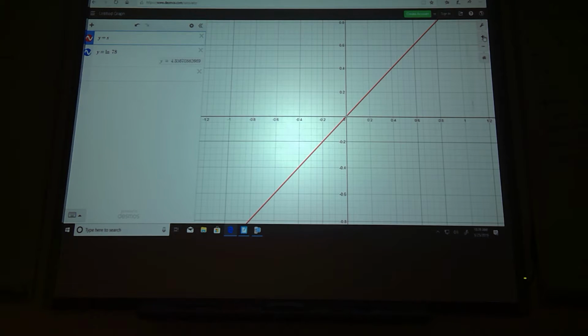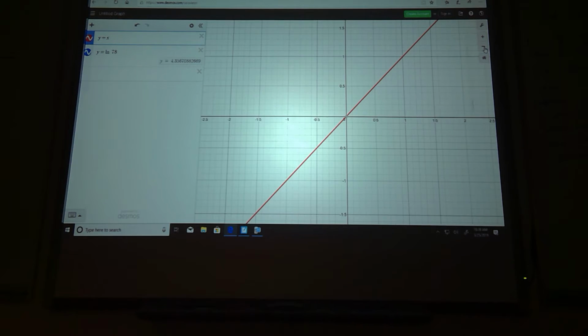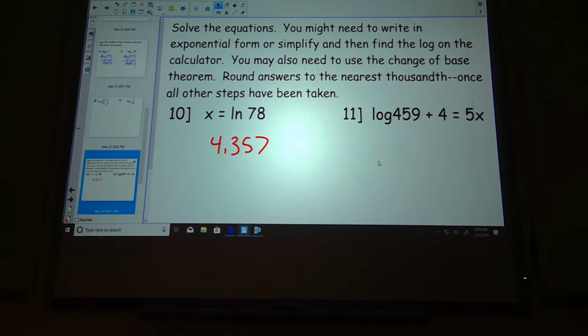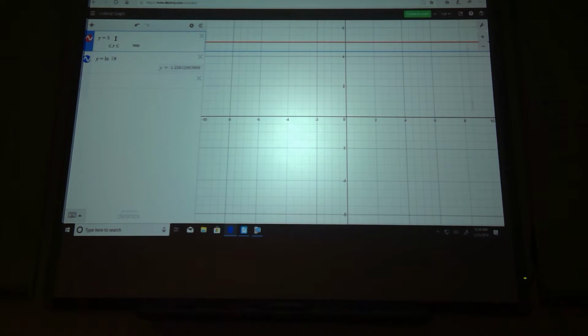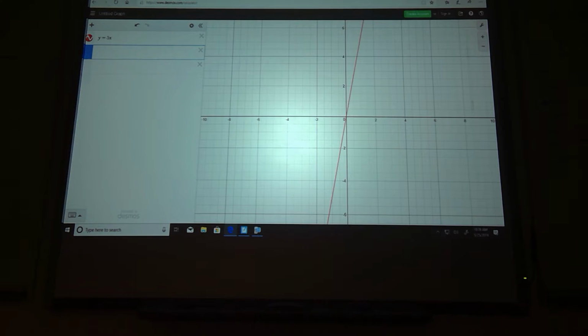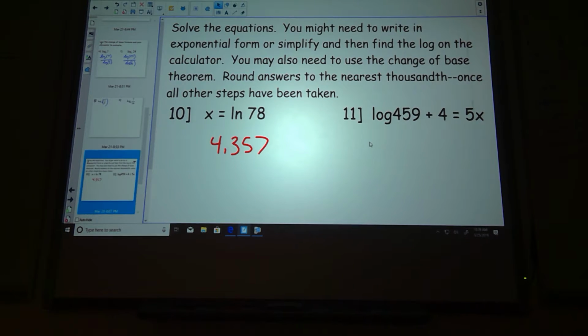If your screen's too much, you're not seeing both lines on there, you have the same tools as I on it, okay? And let's take a look here. And then this one, if I wanted to graph this one, this would go nicely. Let's use Desmos first, so I get one side being 5x. And then the other side is not 6, it's log 459 plus 4.